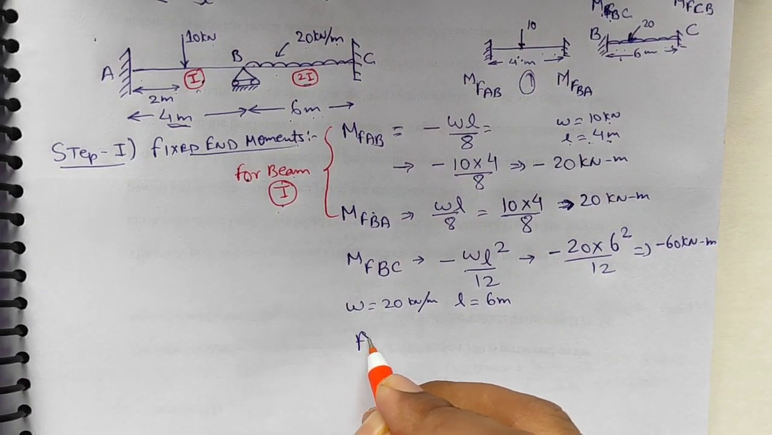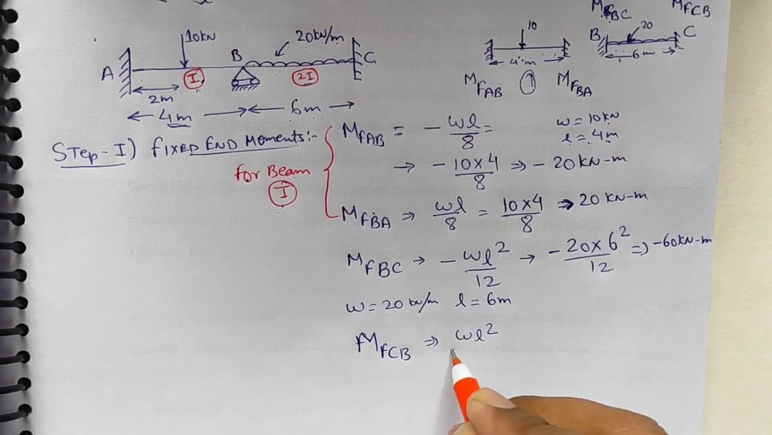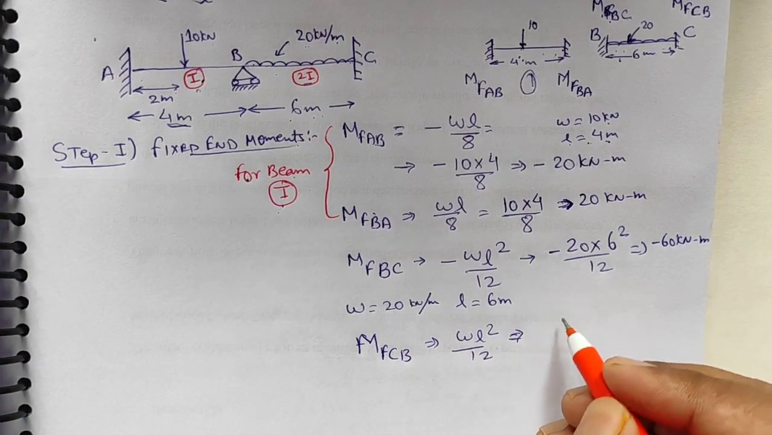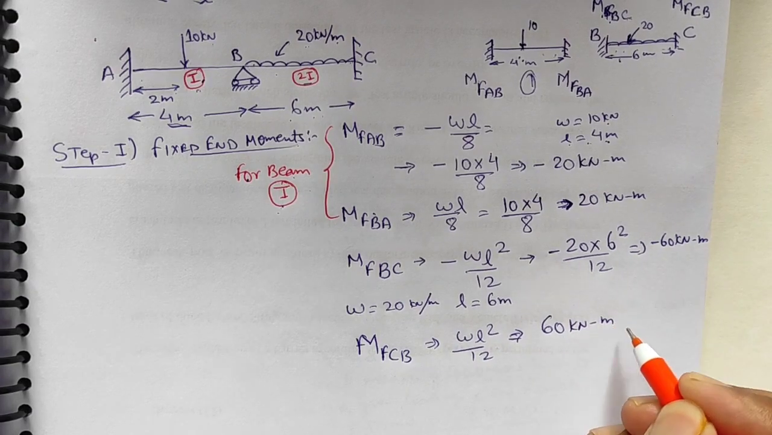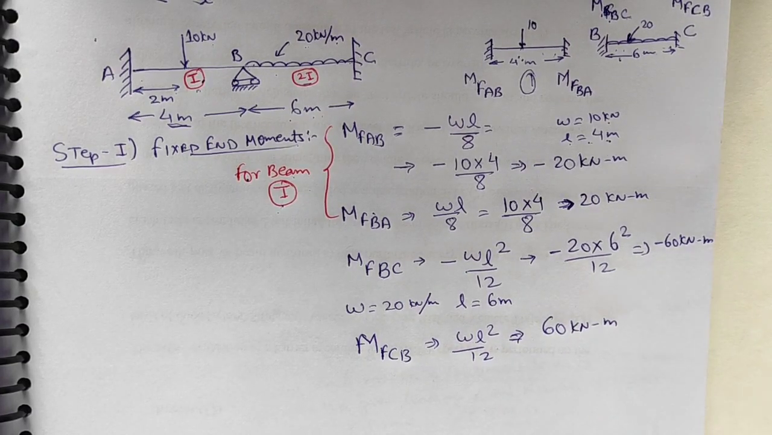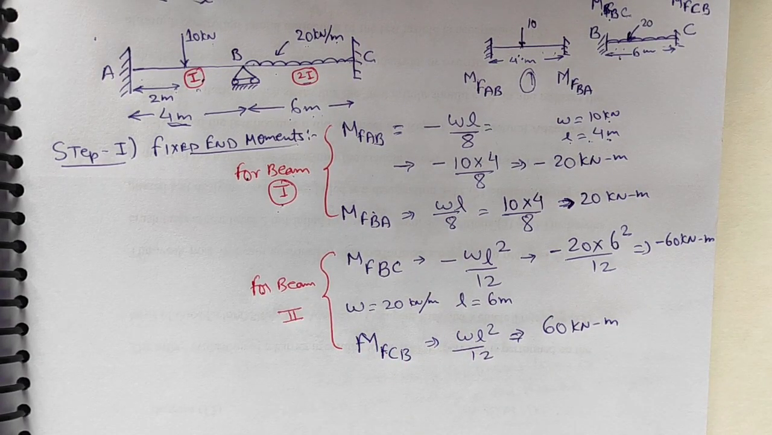Similarly, I'll solve for the moment MFCB. The value will be the same, but the direction of the moment will be opposite. So I can directly write 60 kilonewton meter, that is, positive. So these are the two moments I get for beam 2 loaded with UDL.